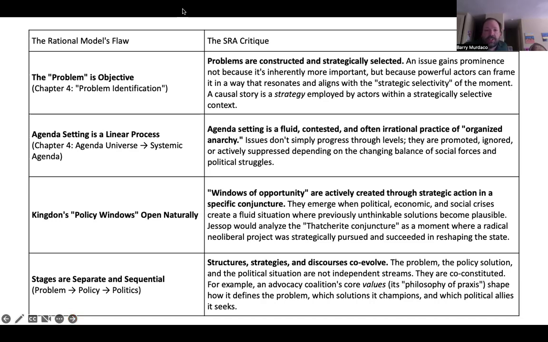All right, so we'll continue this obviously as we go through the rest of the policymaking process, but for now, I'm going to wrap things up.